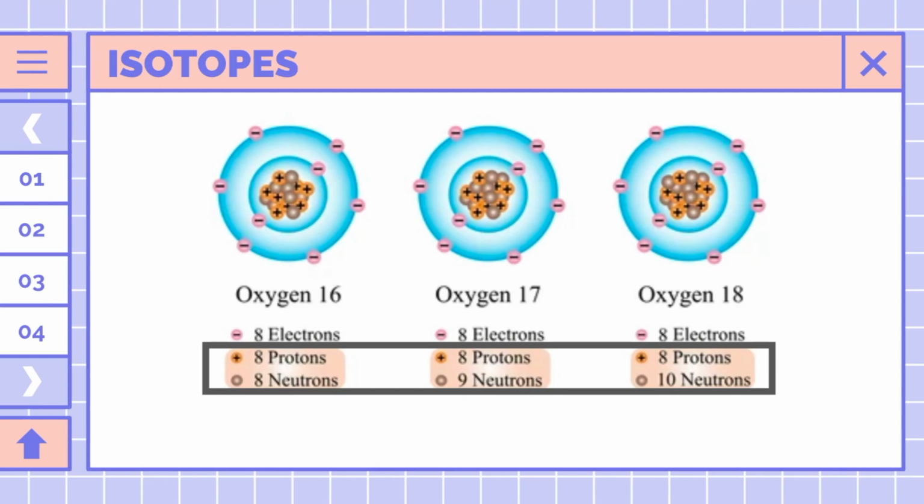And so the mass number for oxygen 17 is 17, because oxygen 17 has 8 protons and 9 neutrons. 8 plus 9 equals 17.